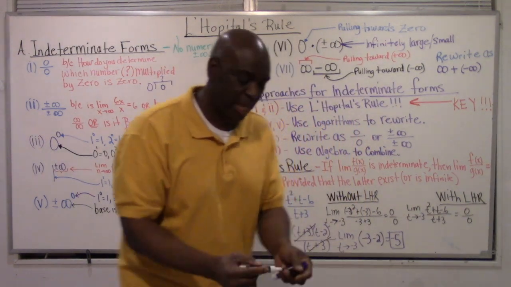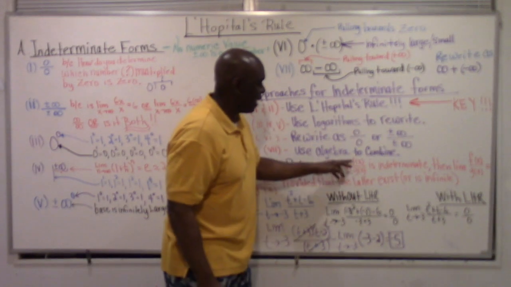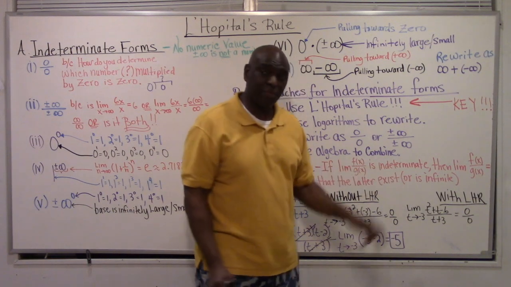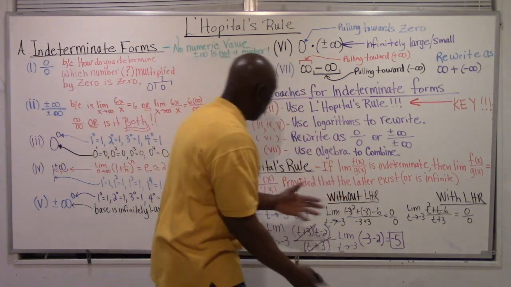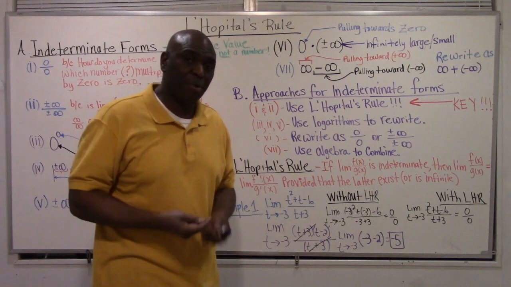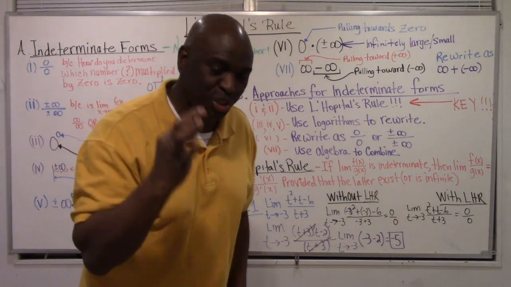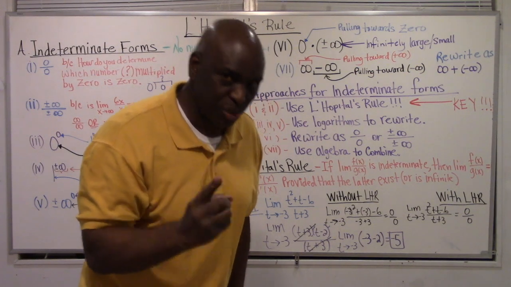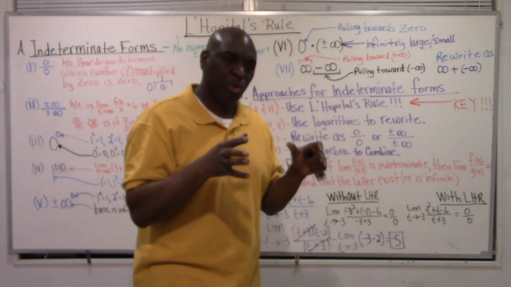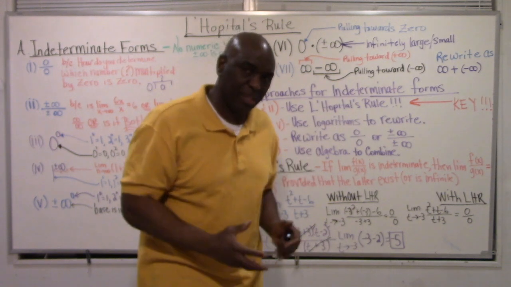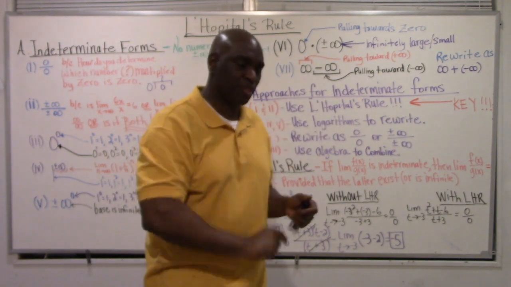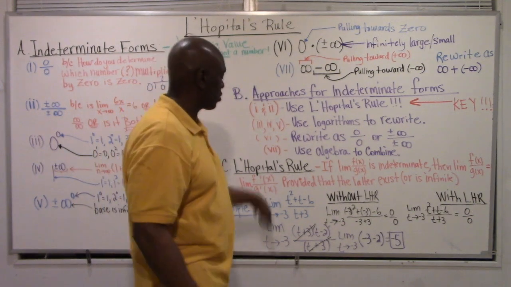L'Hopital's rule says, if the limit of f of x divided by g of x gives us an indeterminate form of either condition 1 or 2, then we can take the limit of f prime of x divided by g prime of x. Do not use the quotient rule. It is the derivative of f of x, the numerator, divided by the derivative of g of x, the denominator. You find the derivative of each individual polynomial of the rational expression.